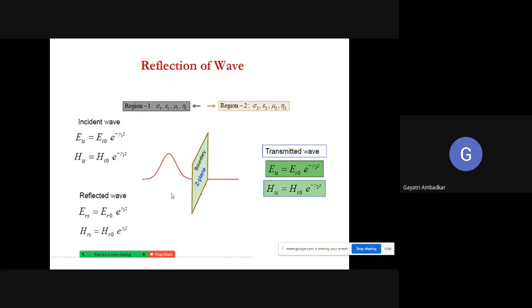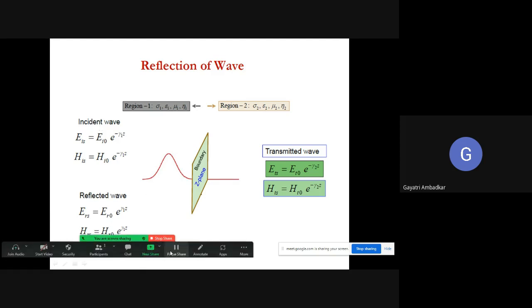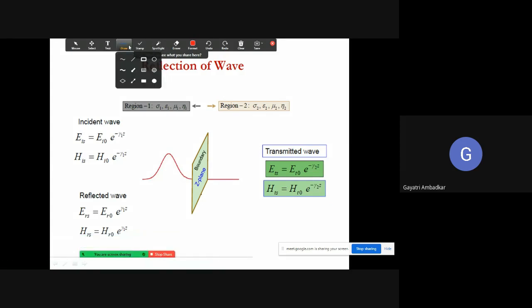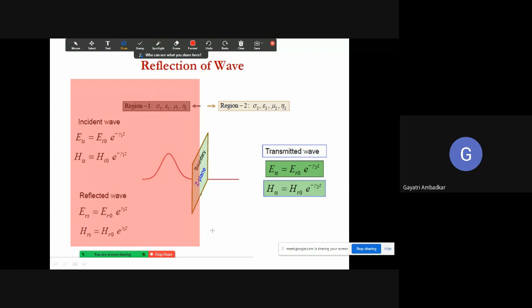So we will see now what happens when this waveform strikes the boundary of two media. It may be the same media, it may be different media. Okay, so yesterday we started. This is what we considered in yesterday's lecture. I have shown you. So this was our first medium, and this was our second medium, and this is the boundary.